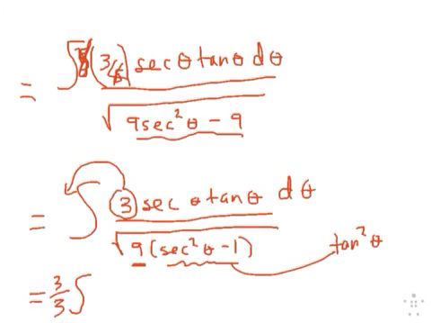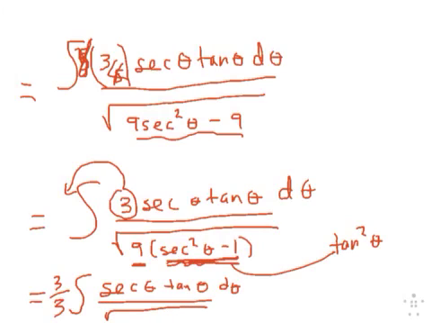Clearly that'll make a 1. And then at that moment, we'll have secant theta tan theta d theta up top. And down bottom, we just have this expression here that we're replacing with tan squared theta. So down bottom, we have the square root, I'm kind of running out of space there, of tan squared theta. So the square root of tan squared theta is just going to take you back to tan.